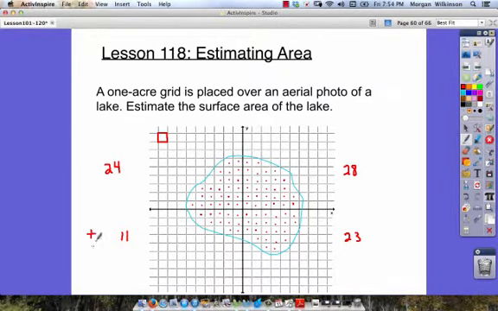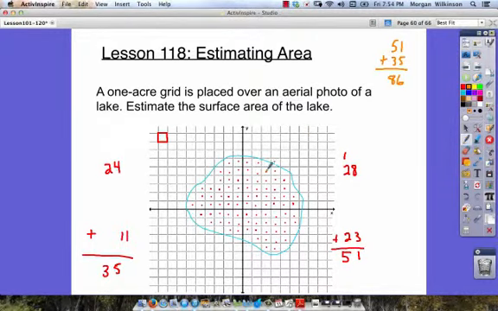24 plus 11, that must give us 35. 28 plus 23, if we add those, 8 plus 3 is 11, and we carry our 1. 2 plus 2 is 4, plus 1 more gives us 5. We've got 51. 51 plus 35, those are our wholes, that's going to be equal to 86. So we have 86 whole acres with our lake.